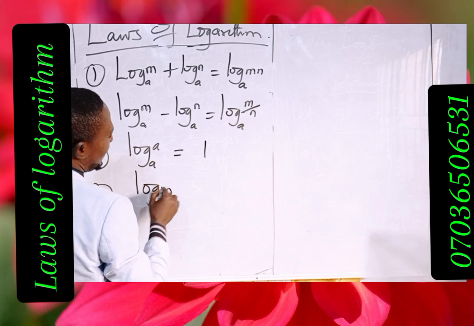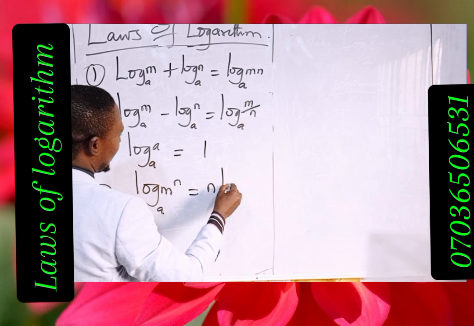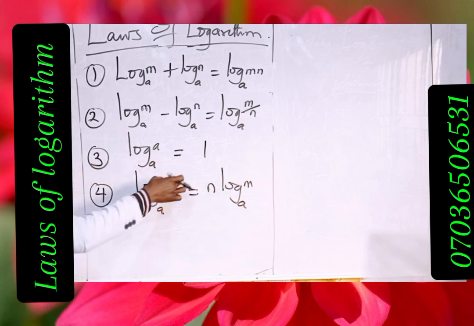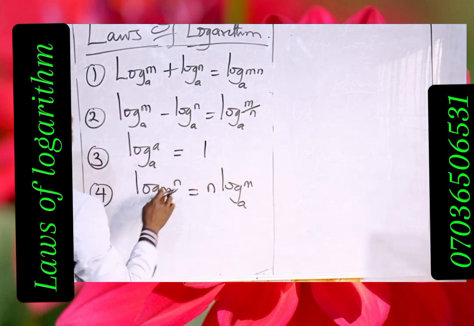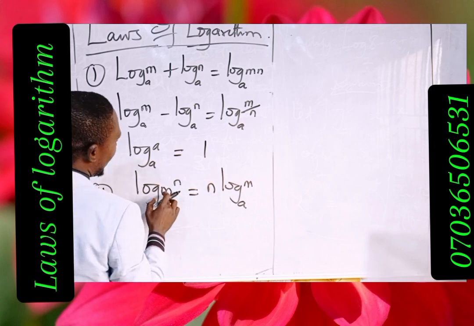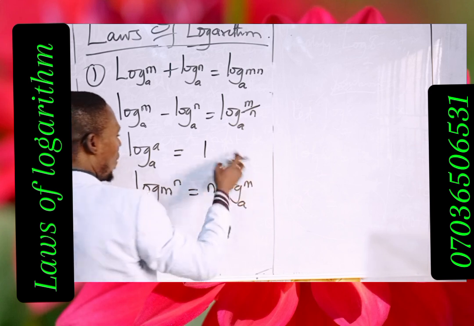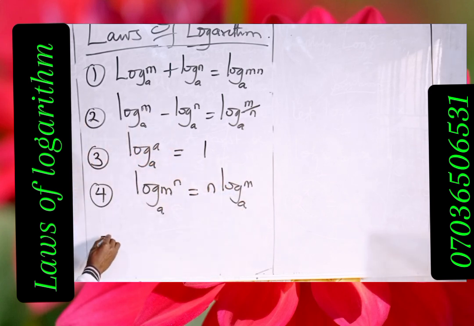Number 4. This is called power law. Log m raised to power n base a is the same as n log m base a. Look at it. When the log has a power, the power here can be anything except 0, because if it is 0, automatically it will be 1, and that one is another law. Except 0, the n here, the power can be anything except 0. Now when you have the log raised to a power, so it will now be what? The power times the log to the base. Very good.